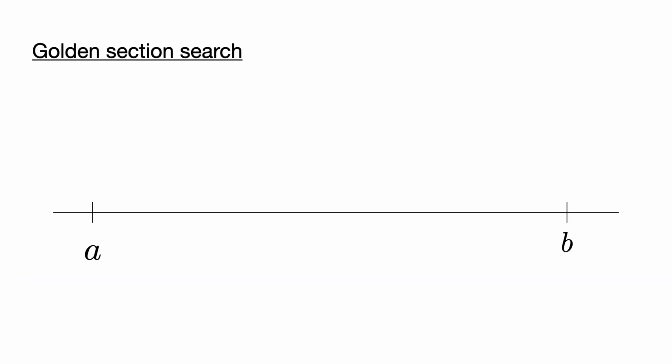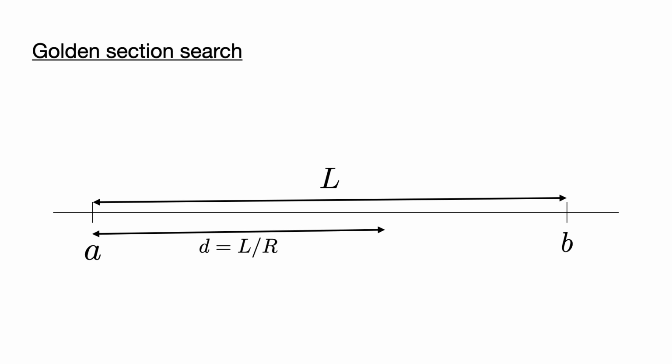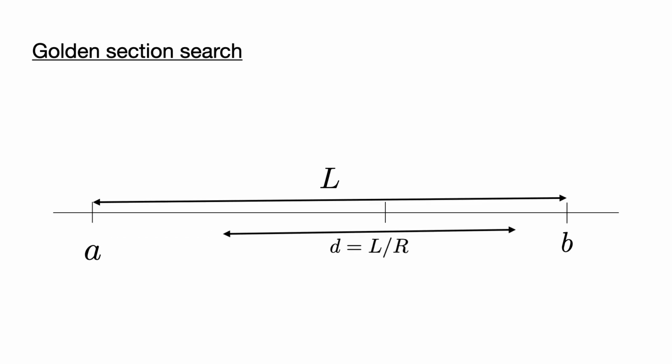Okay, so this is a beautiful magic number. Let's see how golden section search uses this number. You have your interval A and B, and we're going to consider the length of that interval L. Now what I'm going to do is divide L by the golden ratio to create a new distance, and I'm going to create a candidate point at that distance away from A. I'm going to do the same thing with B.